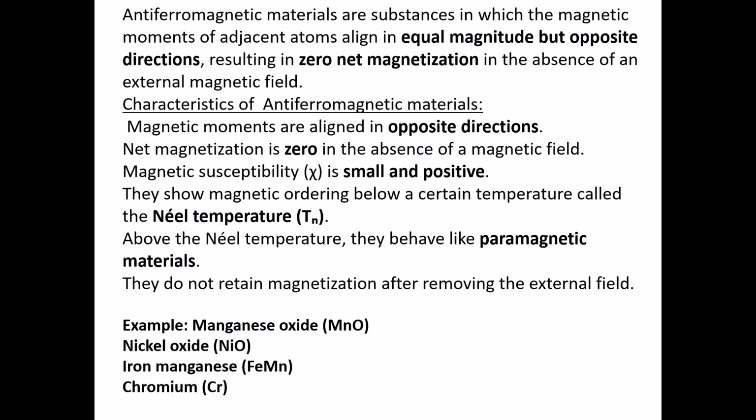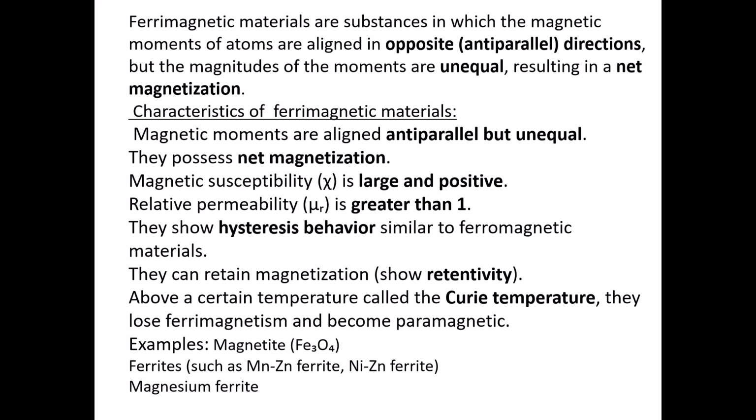The final magnetic material is ferrimagnetic materials or substances in which the magnetic moments of atoms are aligned in opposite, that means anti-parallel direction, but the magnitudes of the moments are unequal, resulting in a net magnetization. The characteristics of ferrimagnetic materials are: magnetic moments are aligned antiparallel but unequal. They possess net magnetization. Magnetic susceptibility chi is large and positive.